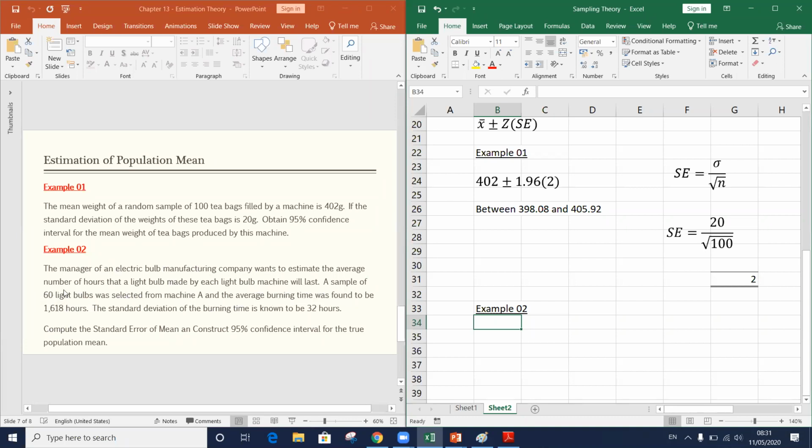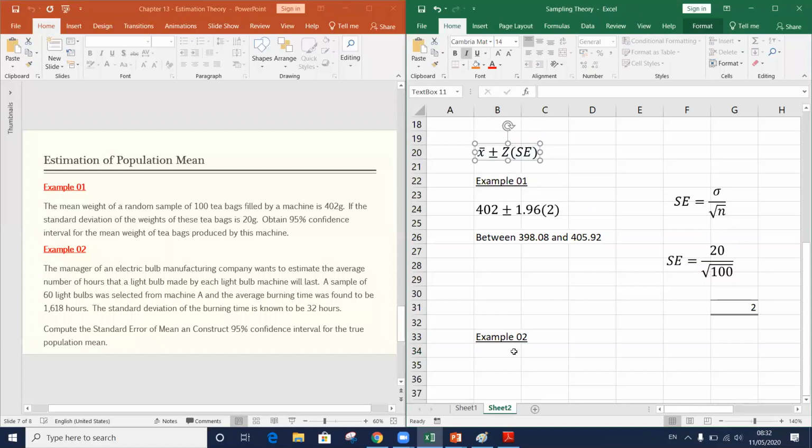මේ බල්බ් 60 අරගෙන චෙක් කරාට පස්සේ සාමාන්‍යයෙන් එක බල්බ් එකක ආයු කාලය පැය 1618යි. The standard deviation of the burning time is known to be 32 hours, right? Standard deviation එක දෙනවා. What we need to do is compute the standard error of mean and construct 95% confidence interval for the true population mean. Main information පාවිච්චි කරලා, right? We need to estimate the population mean.